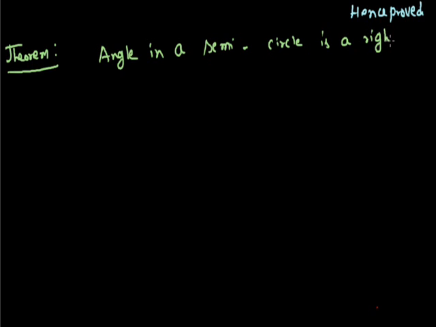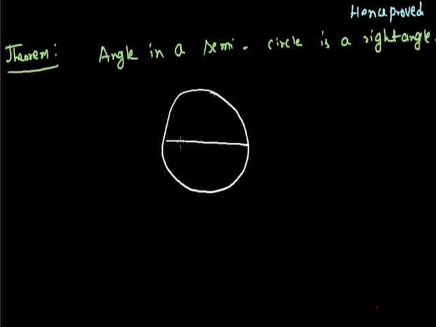Next theorem: angle in a semicircle is a right angle. This is a circle, center of the circle O. Now we have to prove that angle in a semicircle. So let this be the angle in the semicircle. This is A, this is B and C. So we have to prove that angle ACB is equal to 90 degrees.